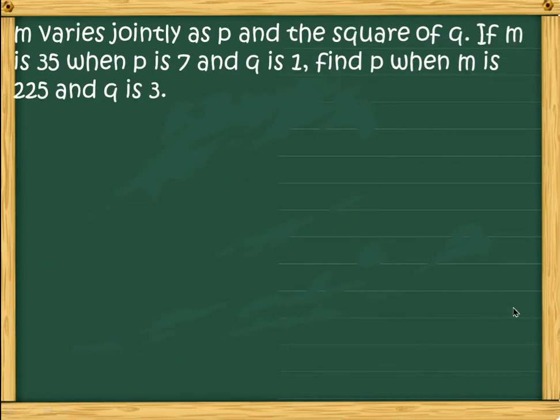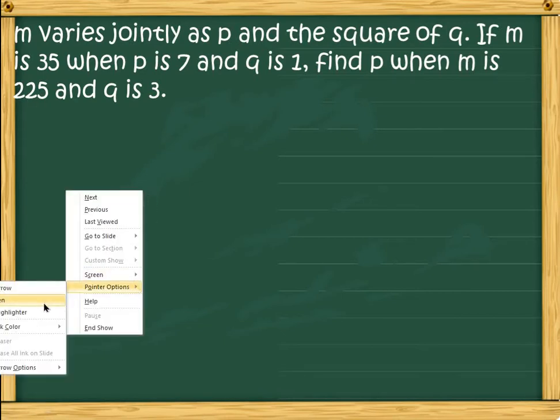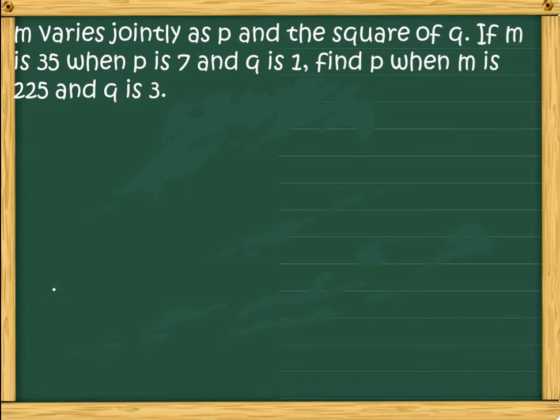Let's have the second example. M varies jointly as P and the square of Q. If M is 35 when P is 7 and Q is 1, find P when M is 225 and Q is 3. So again, we were asked to find here the value of P, pero kailangan muna natin ng equation. So, saan manggagaling yung equation natin? Manggagaling siya sa unang statement, which is M varies jointly as P and the square of Q.